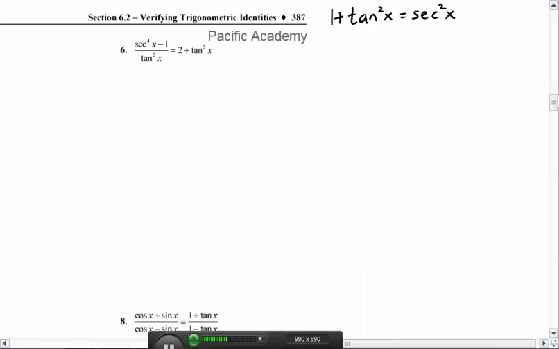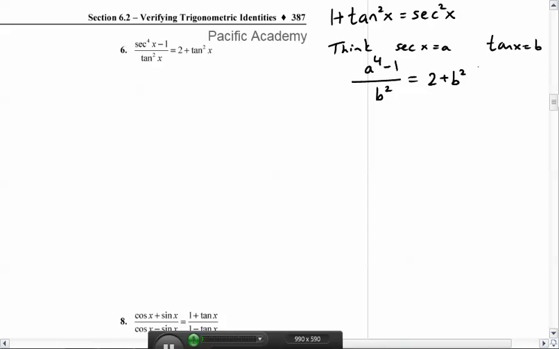There's probably a shortcut by using this formula. Okay, so in my head I'm thinking that secant is A and tangent is B. Really, this equation is A to the power of 4 minus 1 over B squared equals 2 plus B squared. Now, A to the power of 4 minus 1 is actually a difference of squares. I could write that as A squared minus 1 and A squared plus 1, because A squared times A squared is A to the 4, and negative 1 times positive 1 is negative 1. The middle terms cancel off.